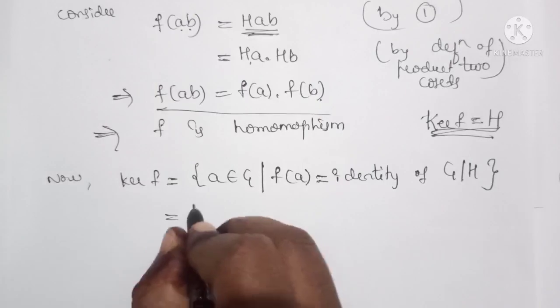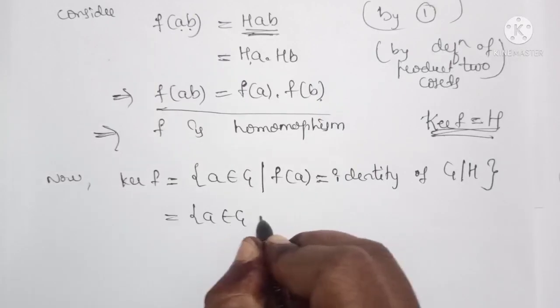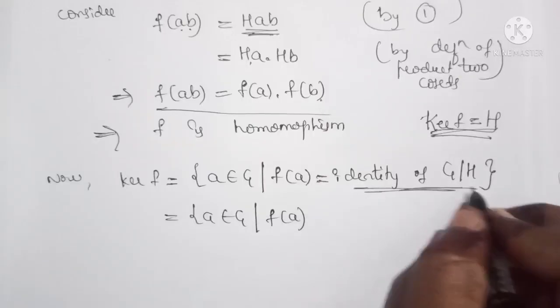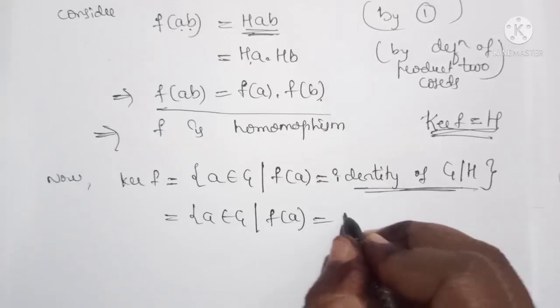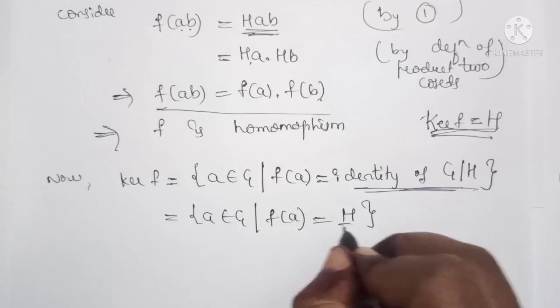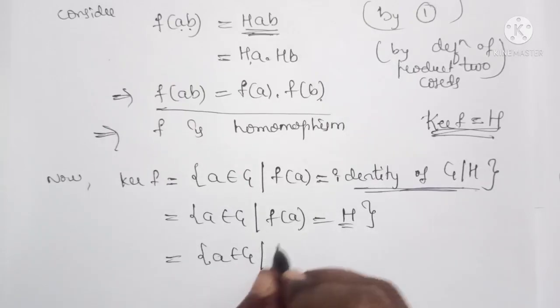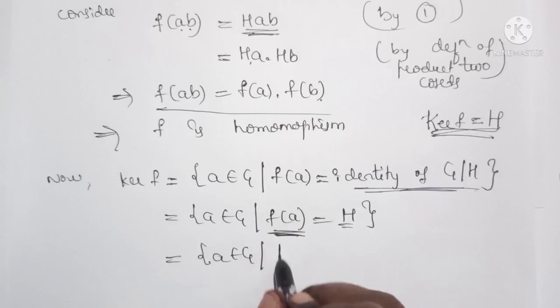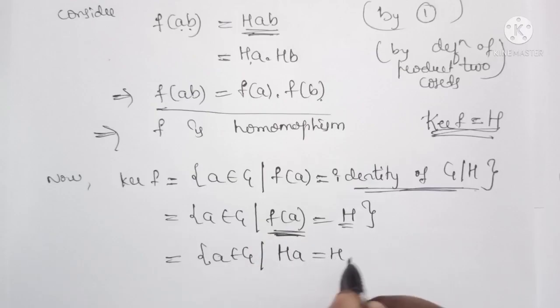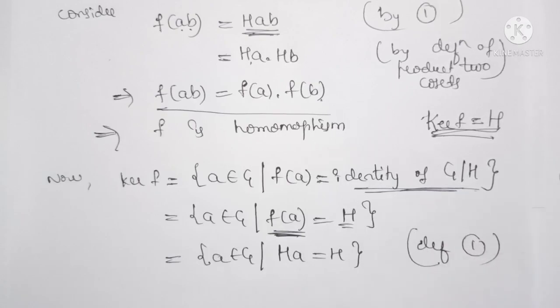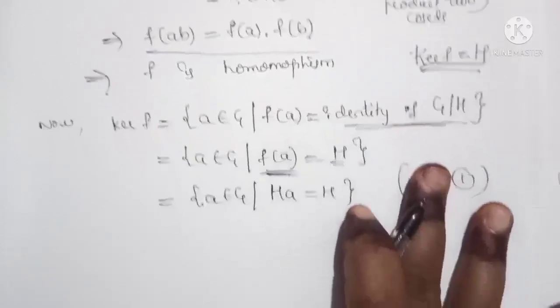So that is, for all a belongs to G, f of a equals, we know that the identity of G by H, that is the quotient group, is always H. Therefore, a belongs to G. So this f of a can be replaced by Ha. This is by the definition. So we have defined f of a equals Ha. Therefore, Ha equals H.